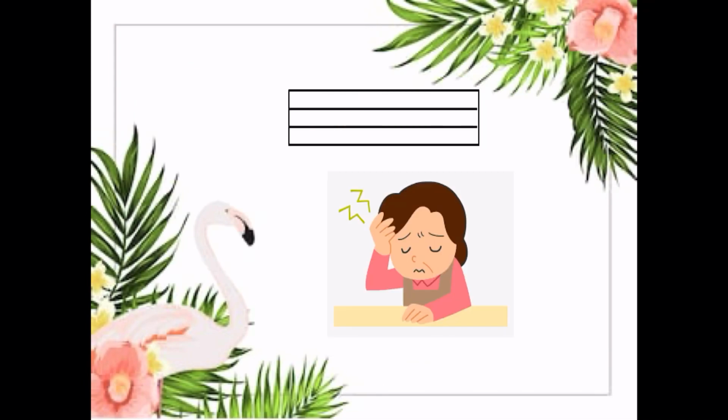Now the second picture. What can you see? I can see a woman. This woman has a pain in her head. This means that she has a headache. Bravo. Again, she is a woman, or let's say her name is Amal. She has a pain in her head. This means that she has a headache.